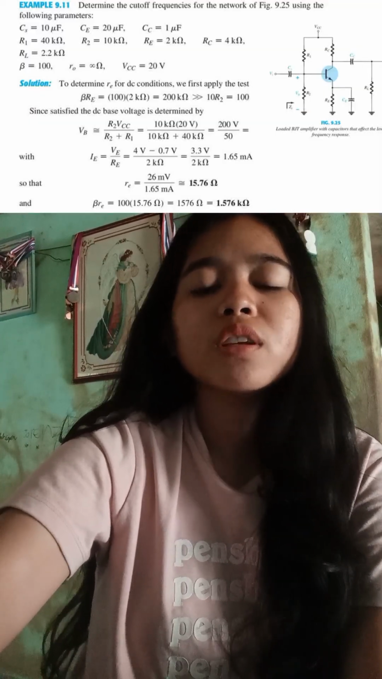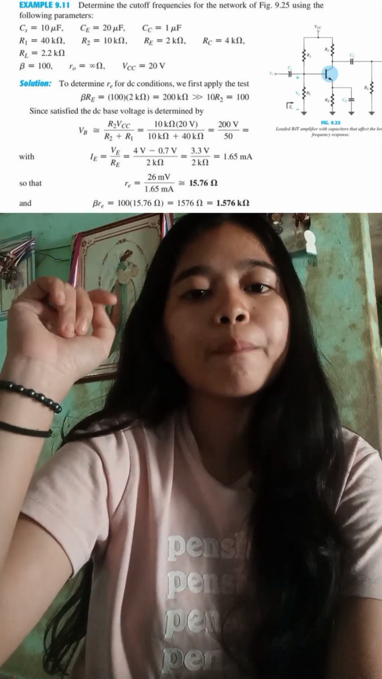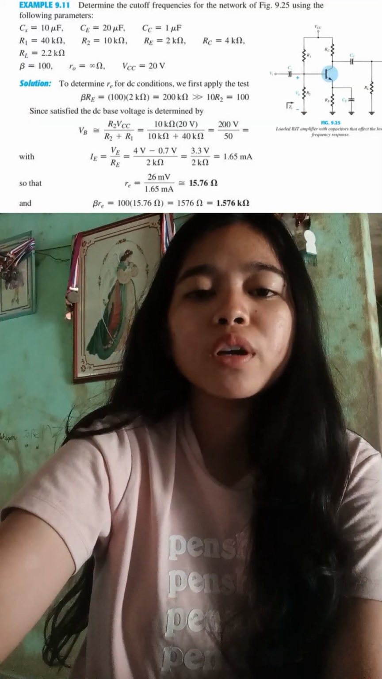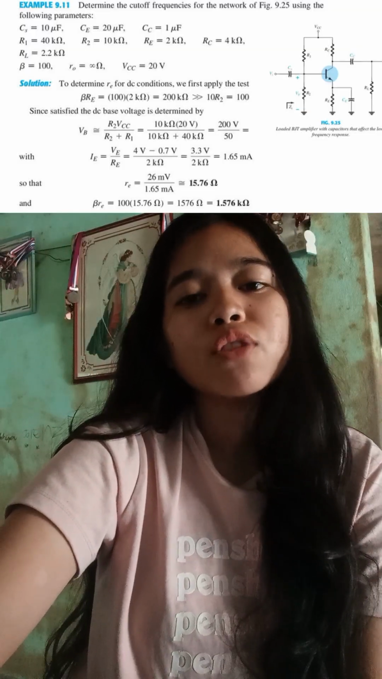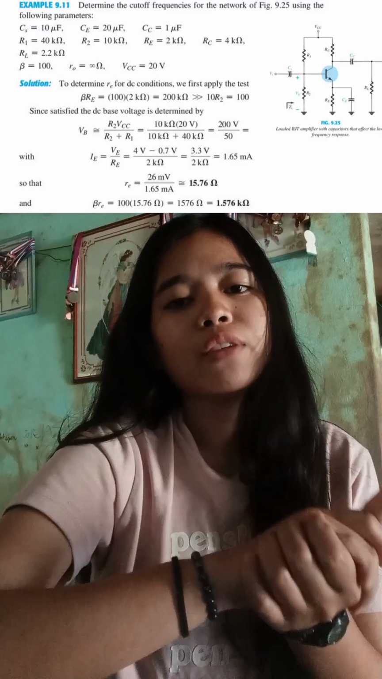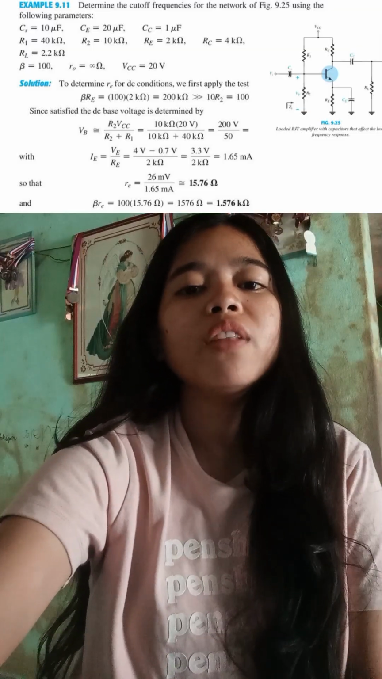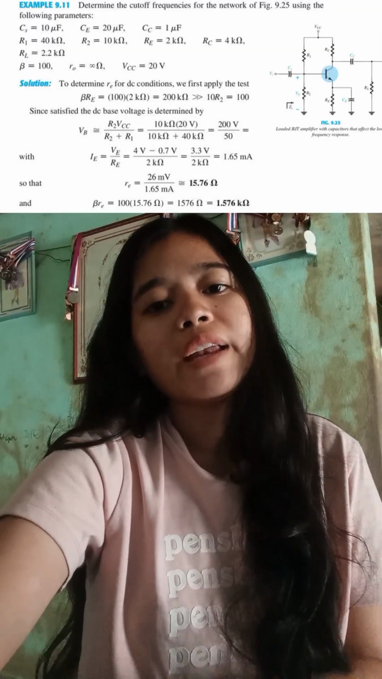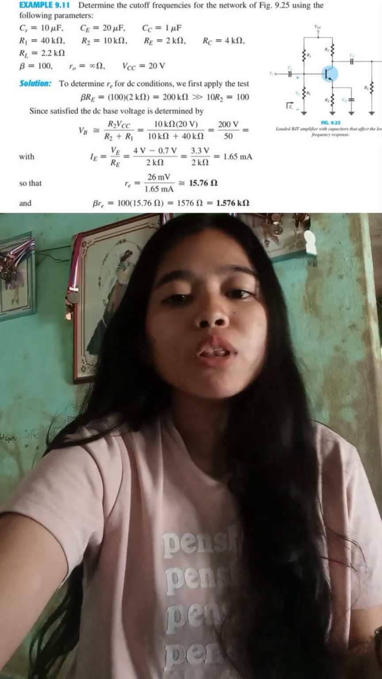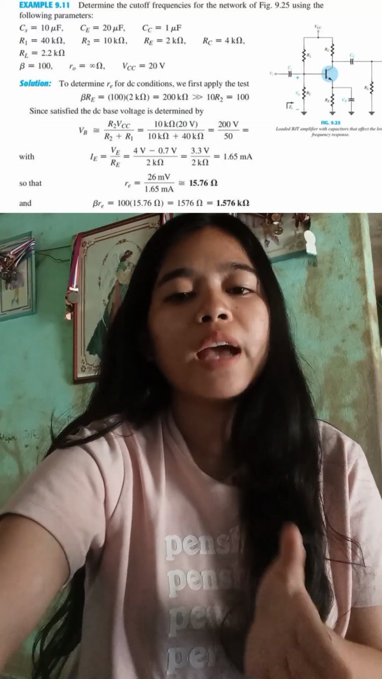Using the voltage divider rule, the base voltage V sub B is approximately 4 volts. Subtracting the 0.7 base-to-emitter drop gives us an emitter voltage V sub E of 3.3 volts. Dividing this by R sub E gives an emitter current of 1.65 milliamperes, because if we divide V over R, we get a current.